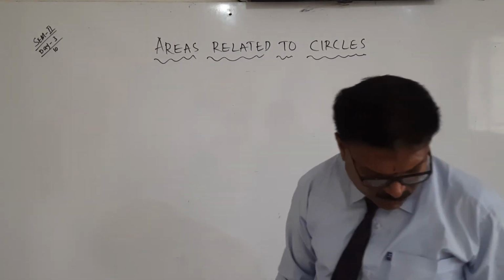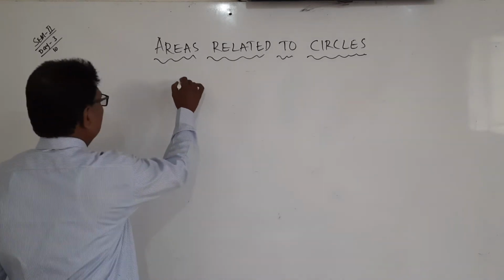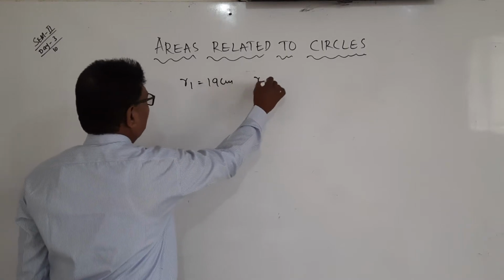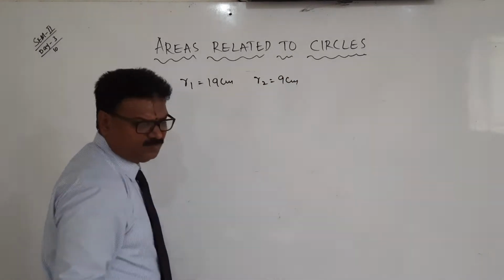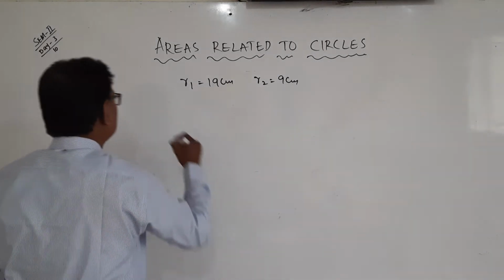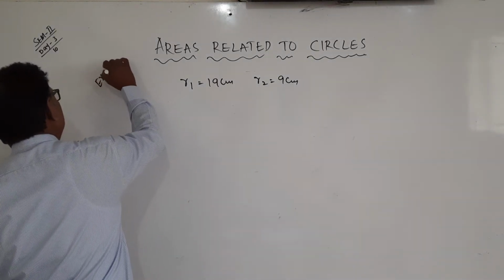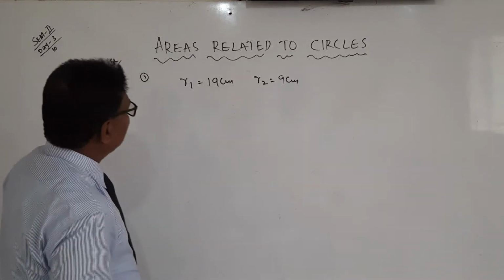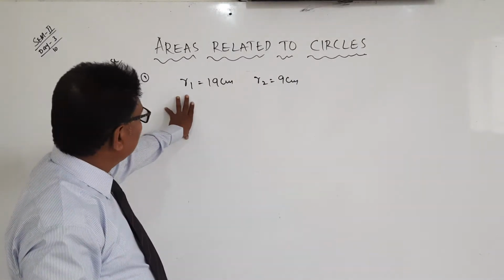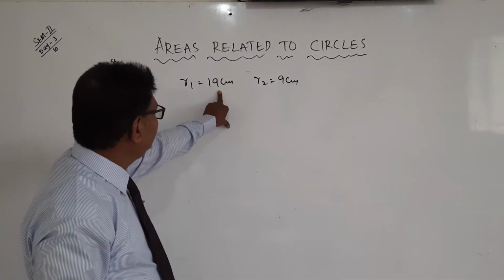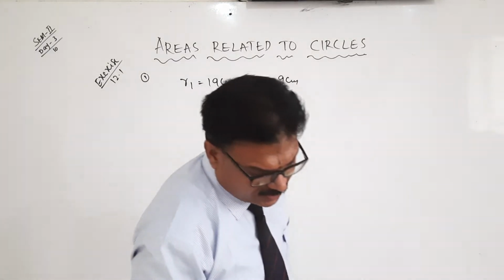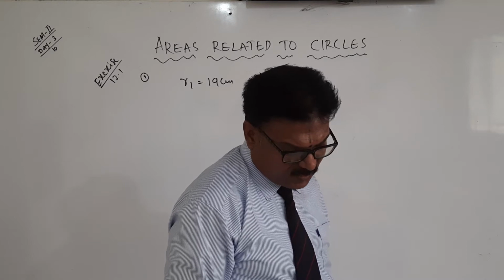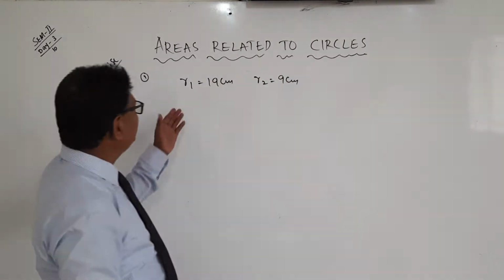The radii of two circles are R1 is 19 centimeters and R2 is 9 centimeters. This is the first exercise, Exercise 12.1, first problem. If two radii, R1 is 19 and R2 is 9 centimeters, find the radius of the circle which has circumference equal to the sum of the circumferences of these two.